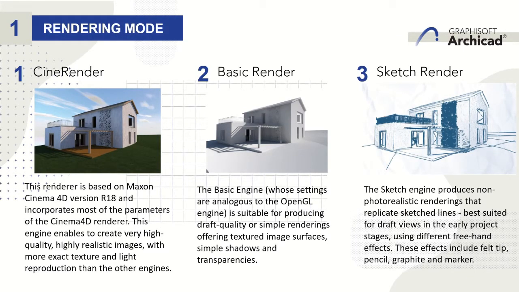The first rendering mode in ArchiCAD is Cine Render. This Cine Render engine is able to create very high quality and highly realistic images. Second is the basic render engine, which is suitable for producing draft quality or simple rendering, offering texture image surface, simple shadow, and transparency. And the last one is sketch render. This sketch render engine produces non-photorealistic rendering that replicates sketch lines, which is best suited for draft views in the early project stage. That's all.